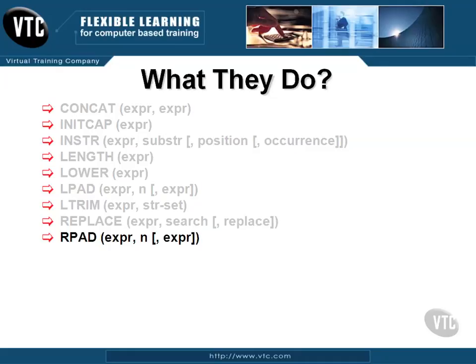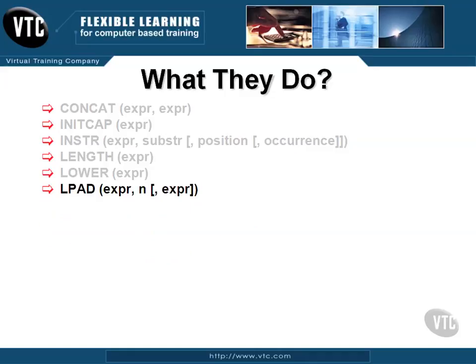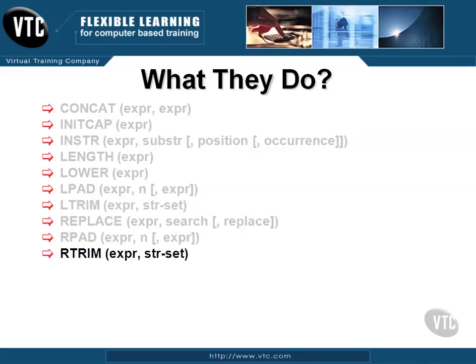Right pad, similar to left pad, except that it right pads a string. It adds characters to the end of a string. Right trim does the opposite of left trim in that it trims white space from the right side of a string. And actually going back to right pad and left pad, not just spaces. Space is the default. I can left pad a string with any character I like. In other words, I can left pad the string, which is the expression, for n characters with any expression. Any string, technically. Same with right pad.